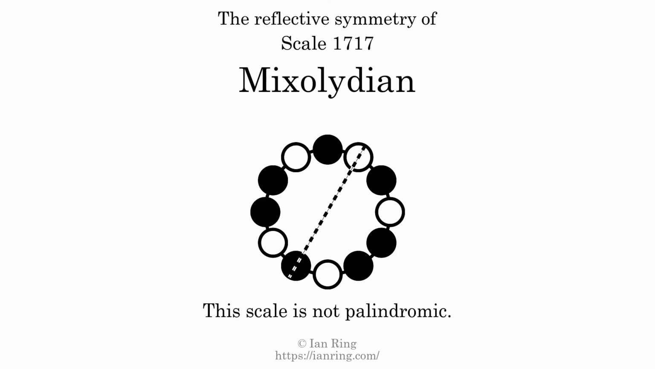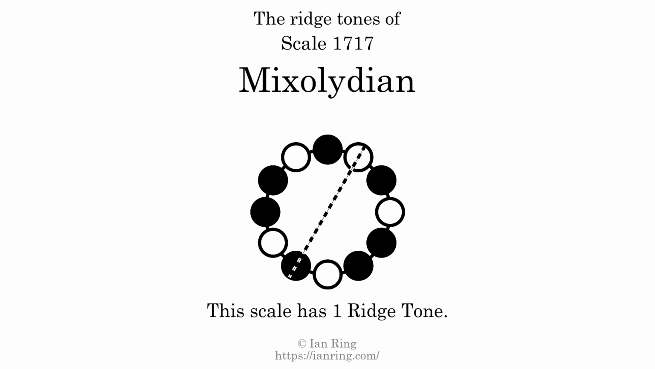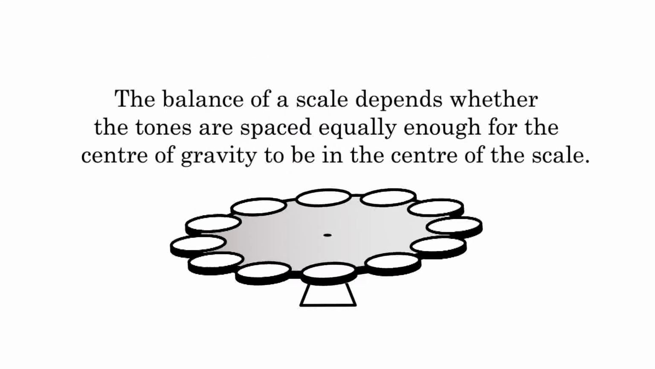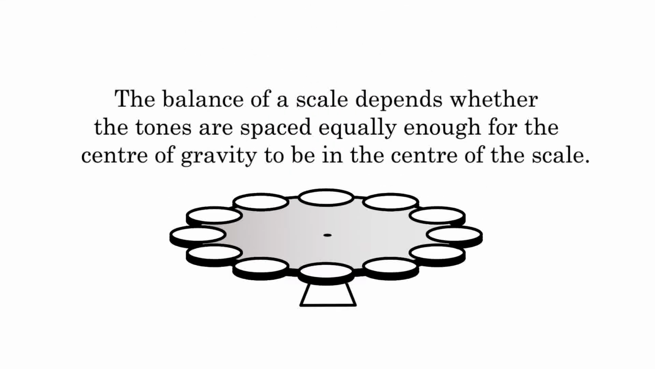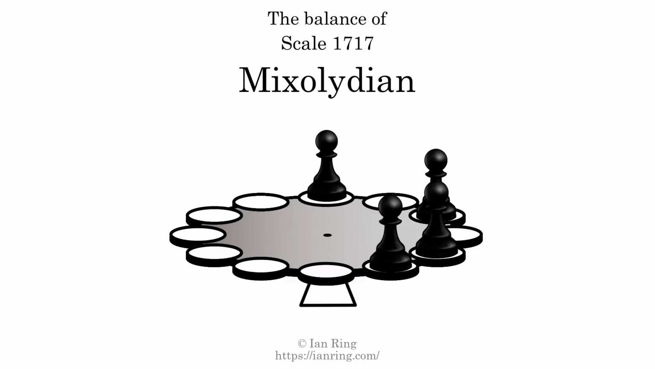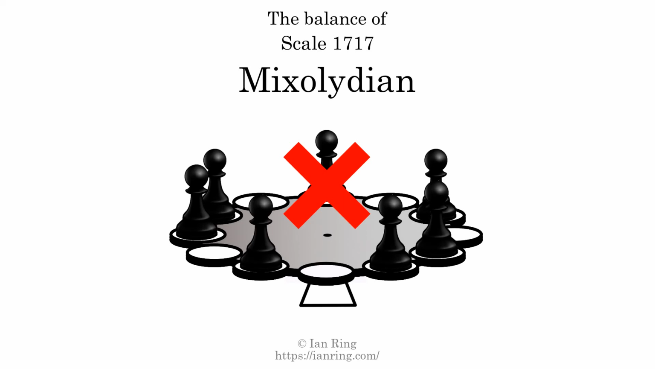This scale has reflective symmetry across an axis positioned 1 semitone from the root. This scale has a different pattern of intervals ascending and descending, so it is not palindromic. This scale has 1 ridge tone. Here, the balance of a scale depends on whether the tones are spaced equally enough for the center of gravity to be in the center of the scale. This scale is not balanced.